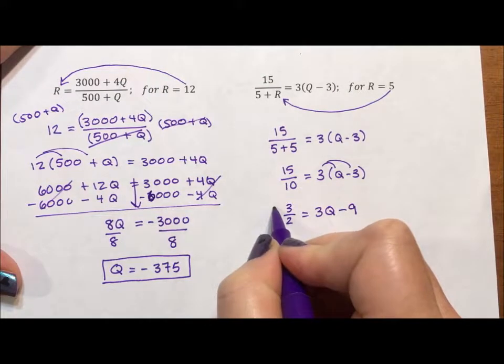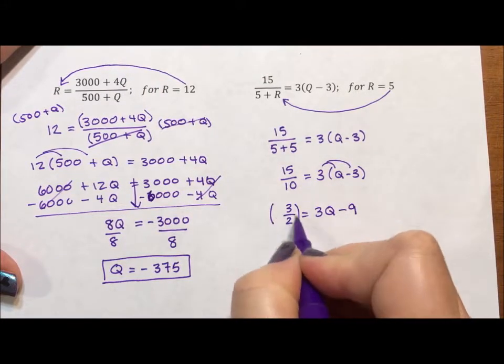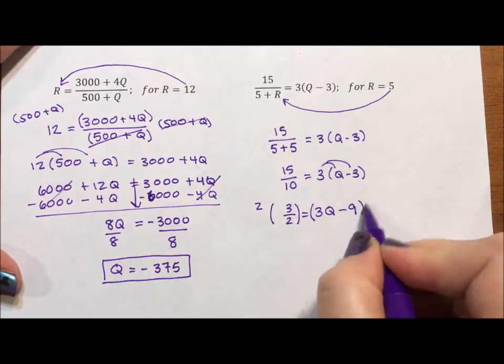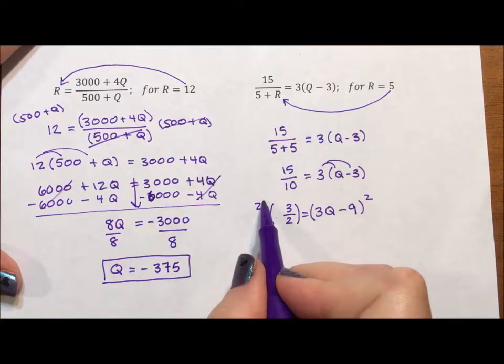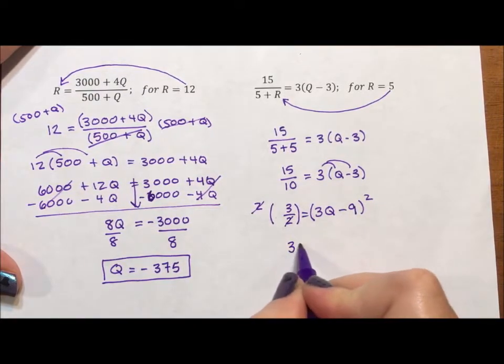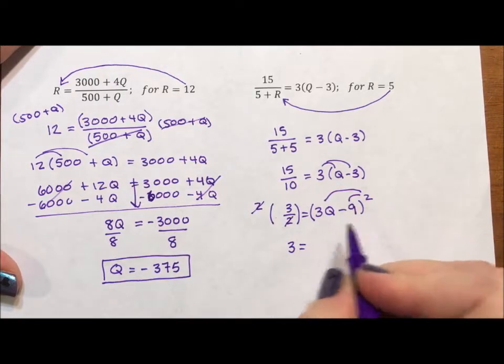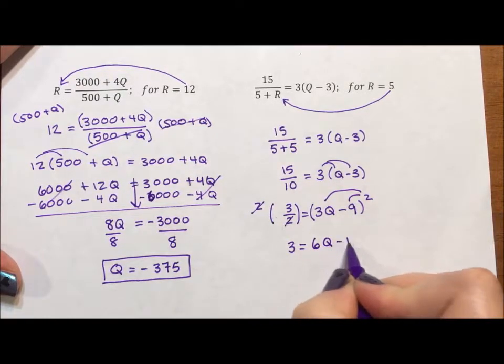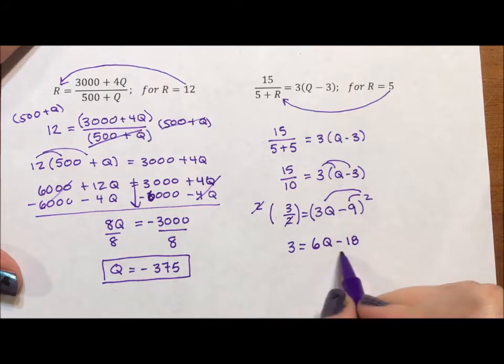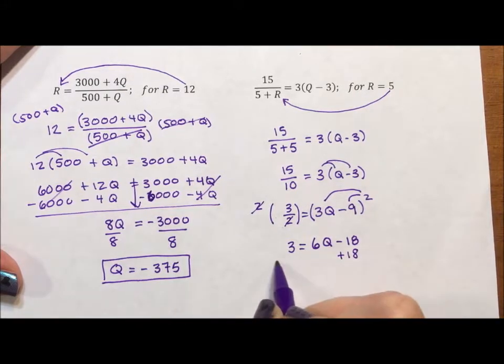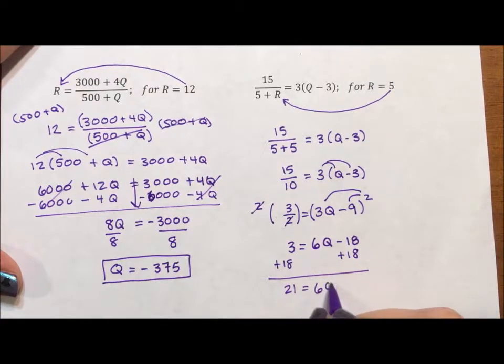Actually, I think I will do that. We'll multiply by 2, and when we multiply by 2, we need to multiply both sides by 2. On the left-hand side, the 2's cancel, and I'm just left with 3. On the right-hand side, the 2 multiplies in, and I get 6q minus 18. Okay, now I can add 18 so that I have 21 equals 6q and divide by 6.